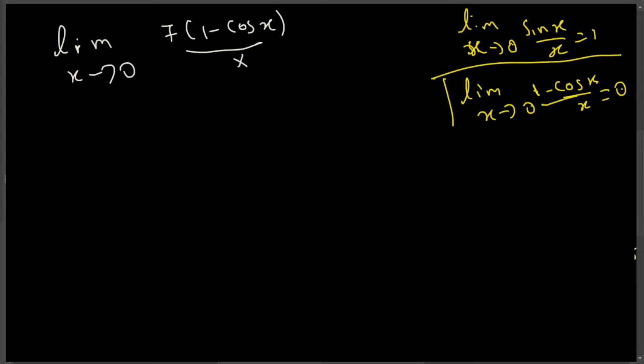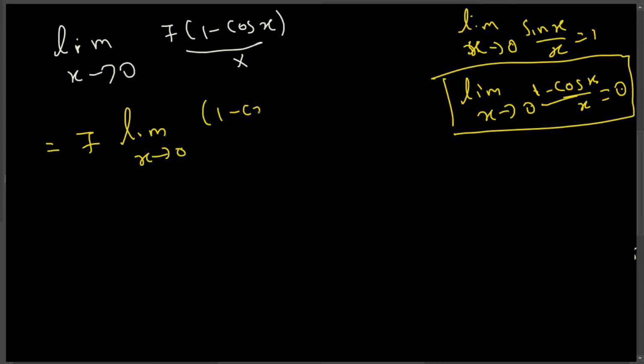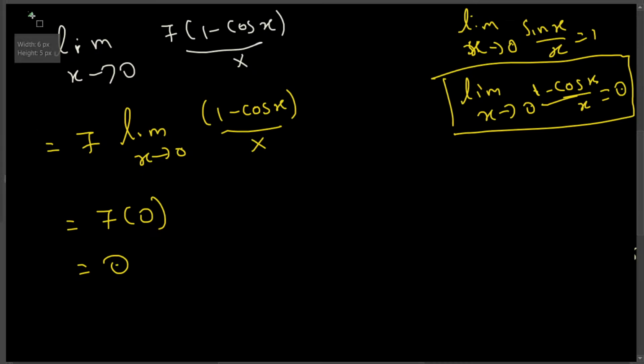We can substitute this one in this equation. But we have a constant multiplication of 7 here. What we can do is take the 7 to the front, and we can rewrite this as 7 times limit x approaches 0, 1 minus cos x divided by x. Now we have brought this one to this pattern, so we can substitute 0 for the whole thing. So this is going to be 7 times 0, that is equal to 0. So the final answer for this one is 0. Let's look at another example. I'm going to go ahead and erase this one.